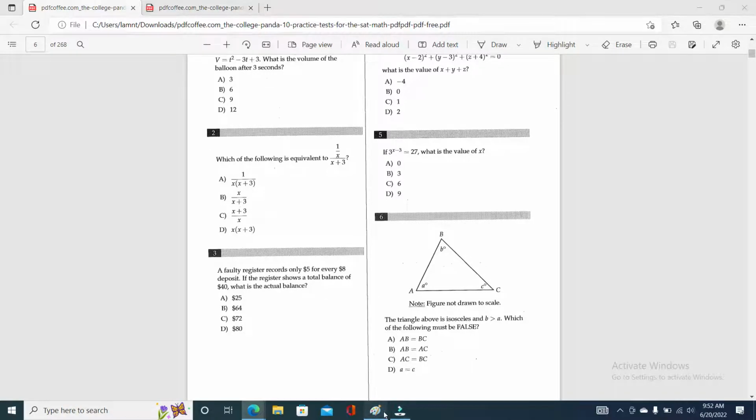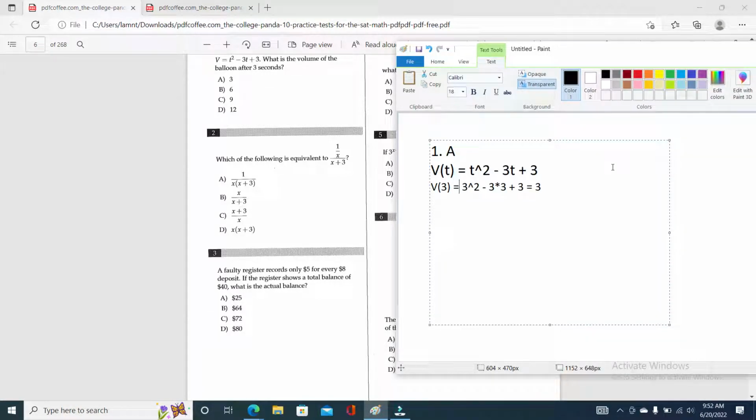Which of the following is equivalent to this? Number 2 is a double division, right? So it's 1 over x, and all this divided by x plus 3. In this kind of division, we just multiply the two things that get divided. So it's 1 over x times x plus 3. So the answer is A again. 2 is also A.